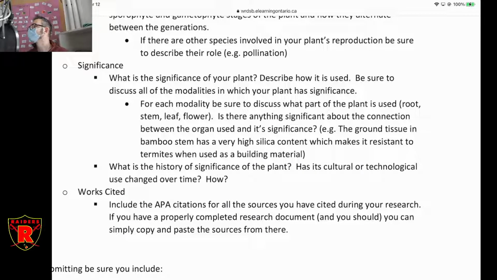Okay. For example, I think I used an example here. The ground tissue in a bamboo stem has a very high silica content, which makes it very resistant to termites. It's a great building material. Now, that's not the only reason it's a great building material, but that particular aspect of its anatomy, its physiology, allows it to be more useful as a building material. Talk about that. Again, we're connecting the anatomy that you've learned to the function that it's being used for.